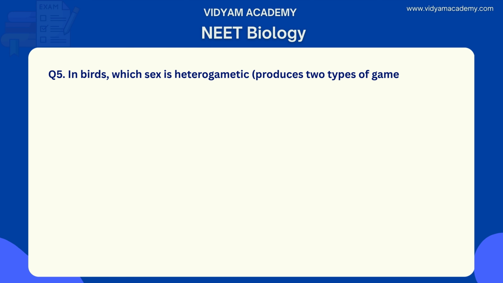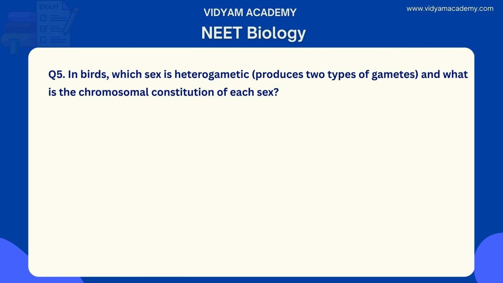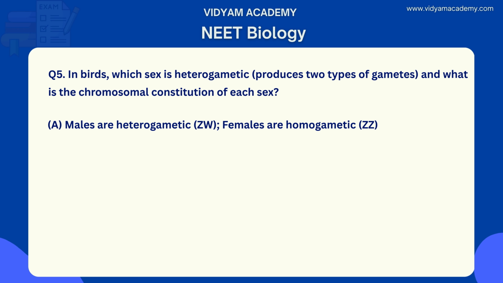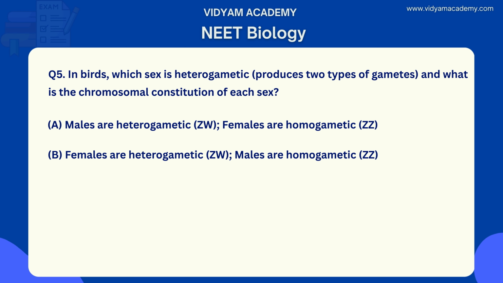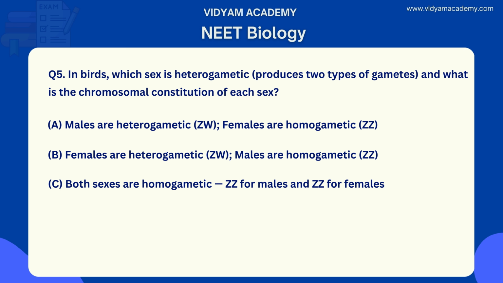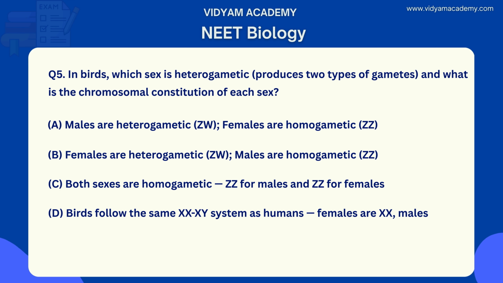In birds, which sex is heterogametic, produces two types of gametes, and what is the chromosomal constitution of each sex? Option A. Males are heterogametic ZW, females are homogametic ZZ. Option B. Females are heterogametic ZW, males are homogametic ZZ. Option C. Both sexes are homogametic, ZZ for males and ZZ for females. Option D. Birds follow the same XX/XY system as humans.